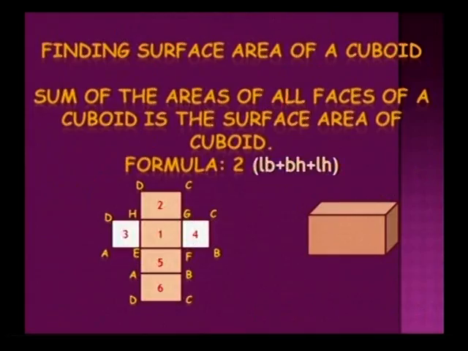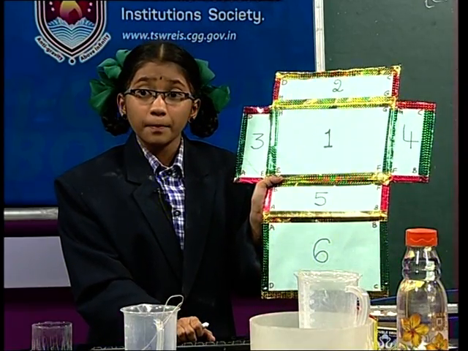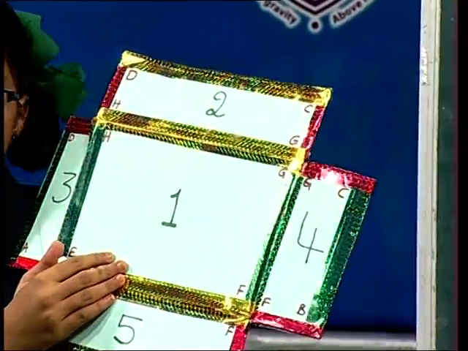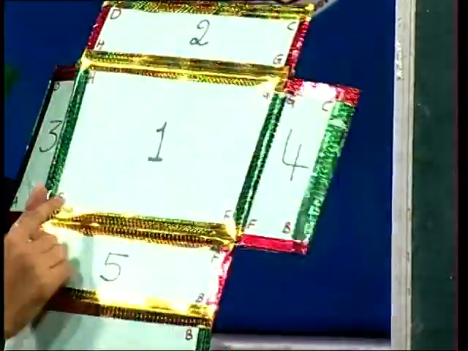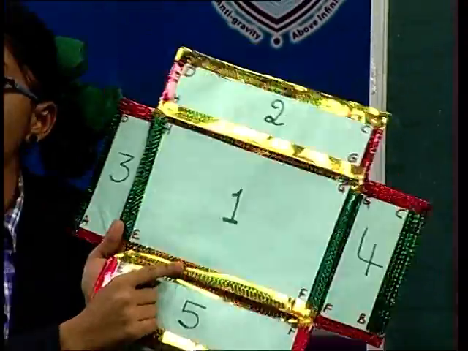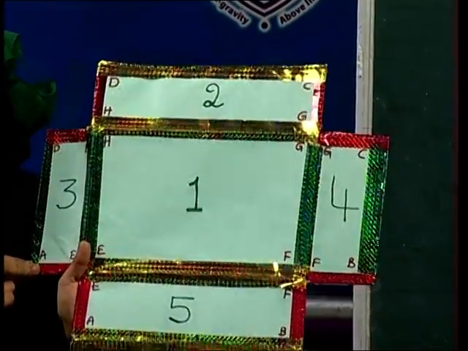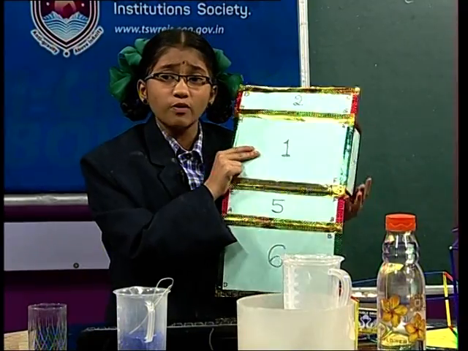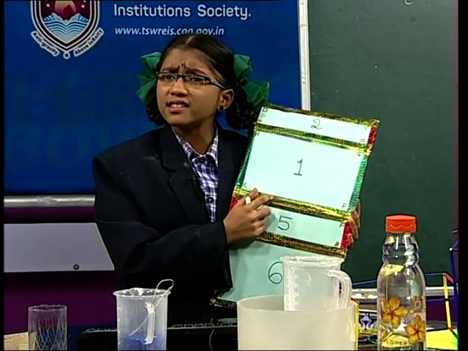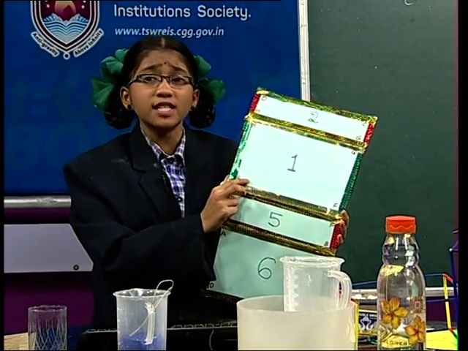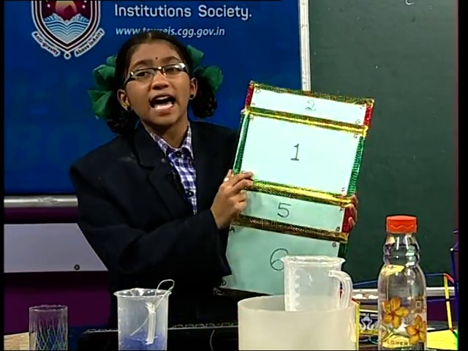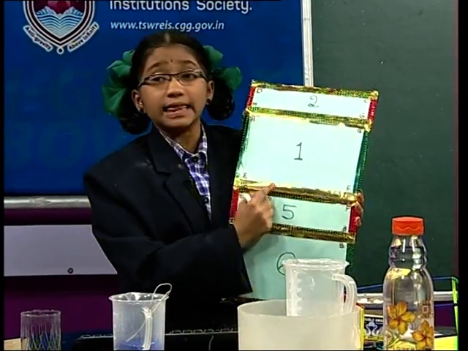We get the formula 2 times LB plus BH plus LH. So, we may see whether it is correct or not. So, let us see. What is the first face here? Very good. This is the first face here. So, in the net diagram, this gold color indicates the length, this green color indicates the height and this red color indicates the breadth. So, the first face we have to consider, how many dimensions does it have? Very good, it has 2 dimensions, that is length and height.